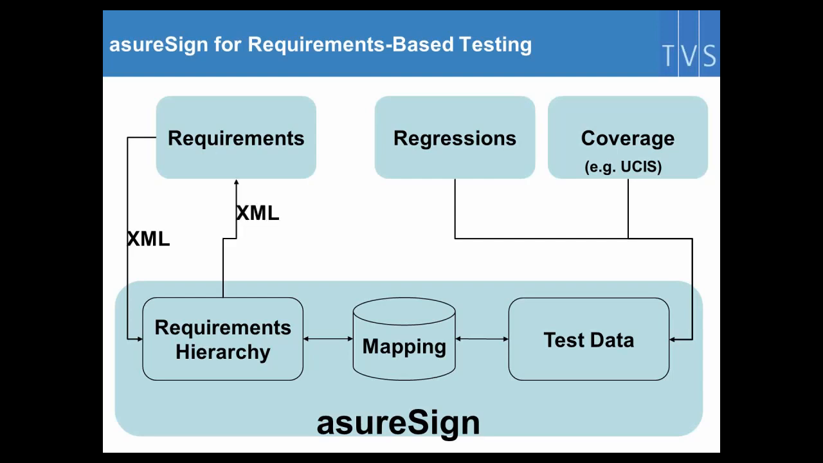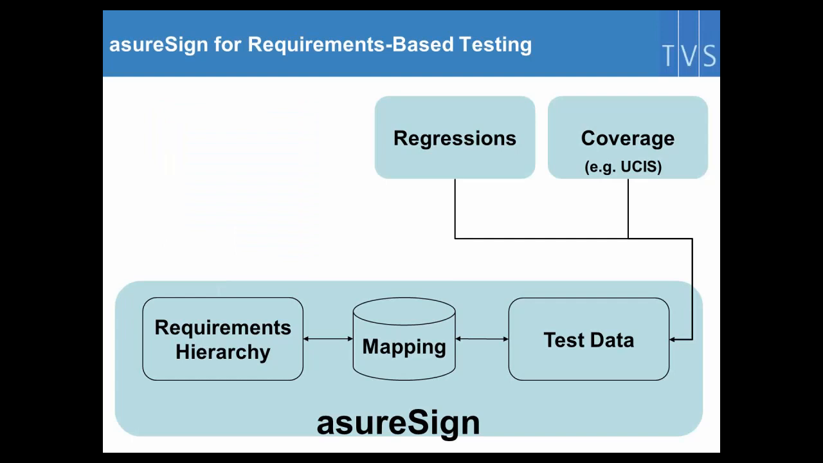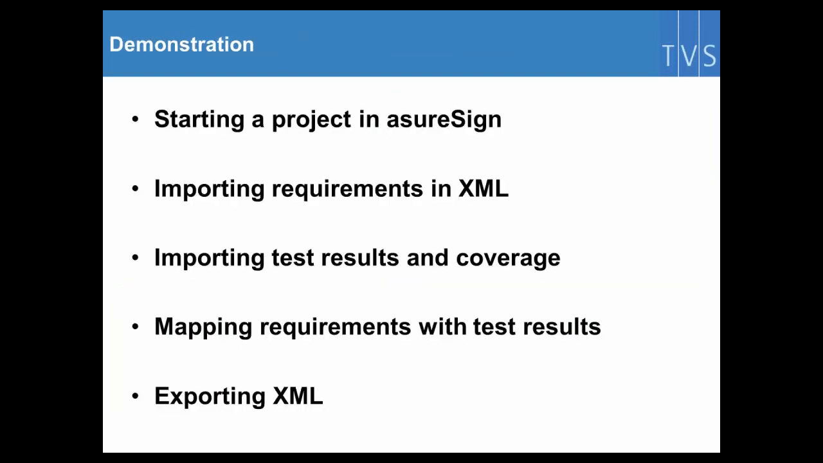At any point, you can export requirements back to your requirements management tool. But now, that XML also contains the mapping of requirements to test results. Of course, you may not have a requirements management tool, in which case you can enter the requirements hierarchy directly into asureSign. We're now going to move to a demonstration.